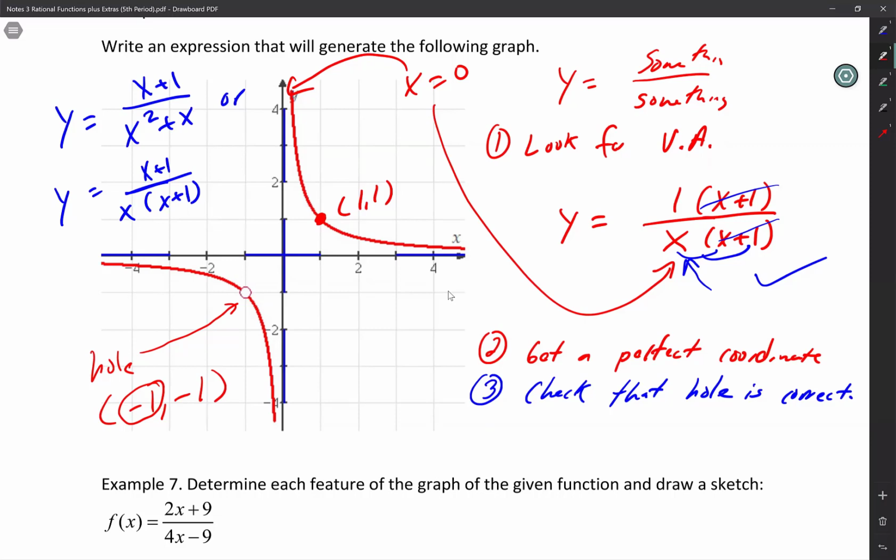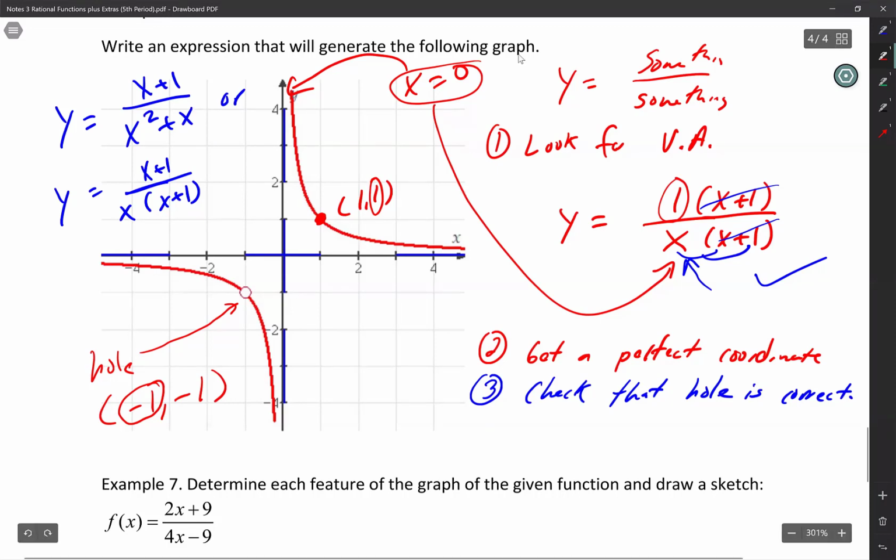Well, the x came from the fact that I have a vertical asymptote at x equals 0. And the 1 came from the fact that I have a y value of 1. So I needed to make sure that when I plug in a 1 for x, I get a 1 for y. So 1 divided by 1 is 1.